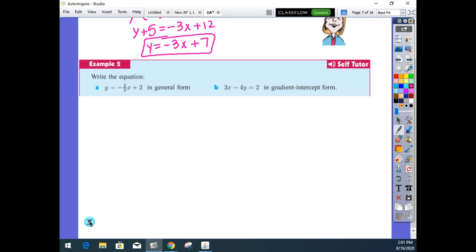Okay, so for this one, they're giving us an equation and they just want us to change it into general form. So general is no fractions. So the first thing I need to do is get rid of that 3. So I'm going to multiply the entire equation by 3. And doing so, that'll cancel this 3 out, and I'm left with -2x plus 6. So I'm multiplying every single thing by 3.